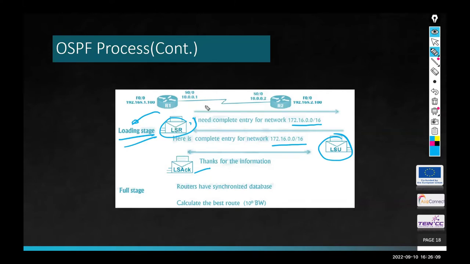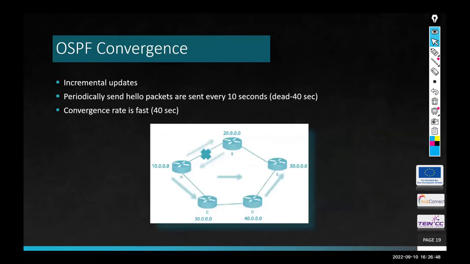When all the database requests and the exchange are done, then the neighborship will be in the full stage. It is the actual stage that we see when we check the neighborship. This is the last stage, the full stage, when all the databases are synchronized with each other and they calculate the best path to the destination. So this is the whole process of OSPF neighborship building.